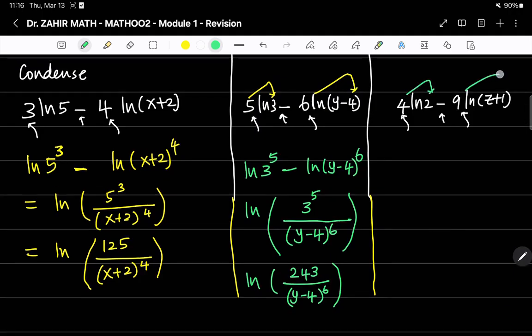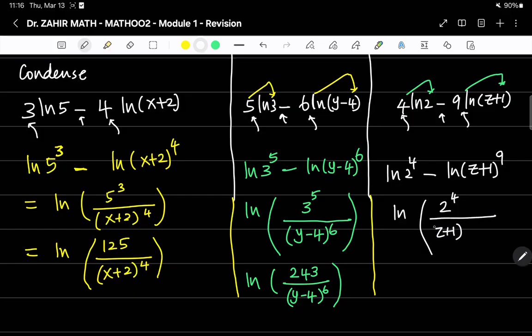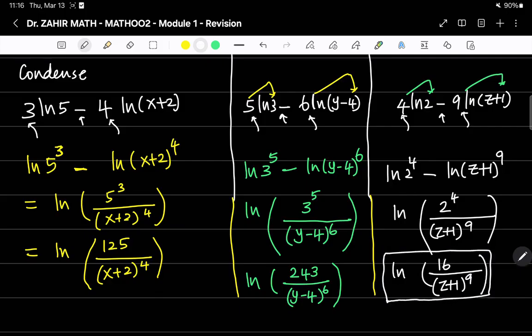Take it to the power and take it to the power. So what happens now? ln 2 to the power of 4 minus ln z plus 1 to the power of 9. So we are going to divide: 2 power 4 divided by z plus 1 to the power of 9. How much is 2 power 4? You have a calculator, no problem. 2 power 4 is equal to 16. So this is ln 16 divided by z plus 1 the whole power 9.